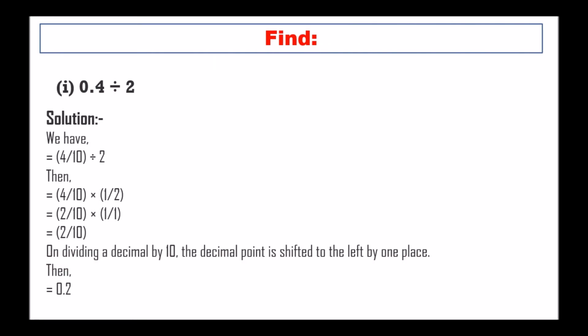First question: find 0.4 divided by 2. Now we have 0.4. We can convert that into a fraction by removing the decimal. So if we remove the decimal, it will become 4 upon 10 divided by 2. Why 4 upon 10? Because after the decimal only one digit is there, so we divide by 10. Now we will convert this division sign into multiplication, and after division the number will be reversed. So 4 upon 10 into 1 upon 2.